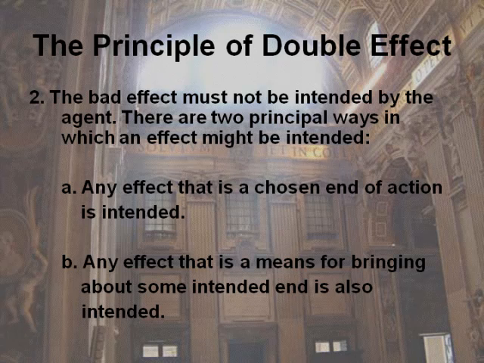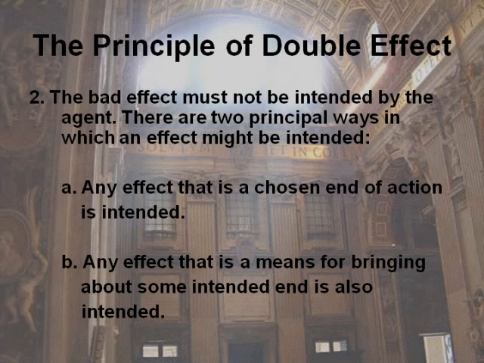In step 2, the bad effect must not be intended by the agent. And there are 2 ways we can intend an action. First, the effect can be the chosen end of action. So as we look at the goal itself, is the bad effect our goal? If the goal is our bad effect, we don't pass go. We don't get $200 and we stop here by saying that our intended action is morally impermissible.